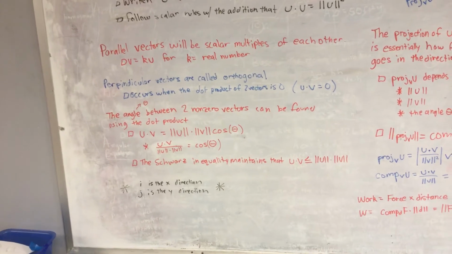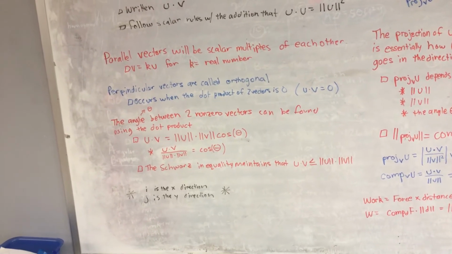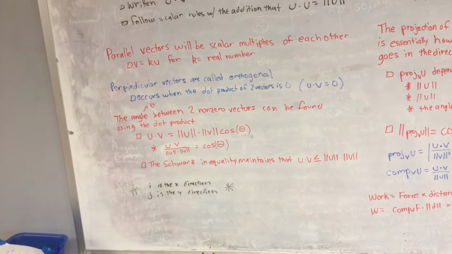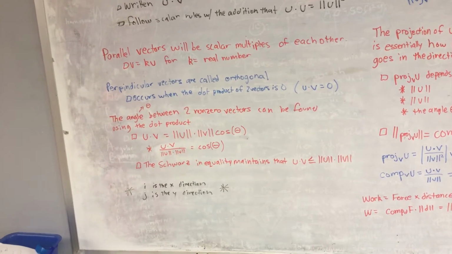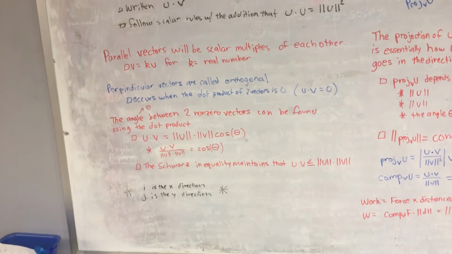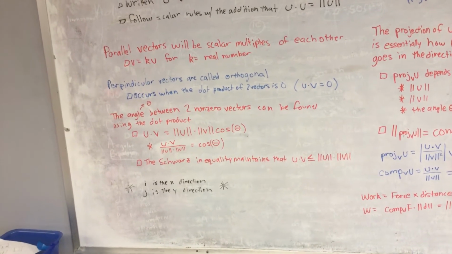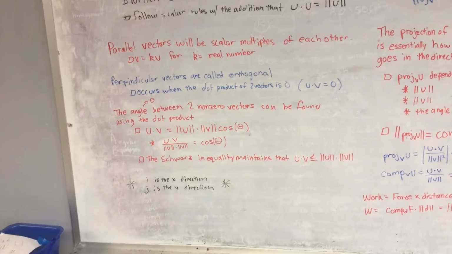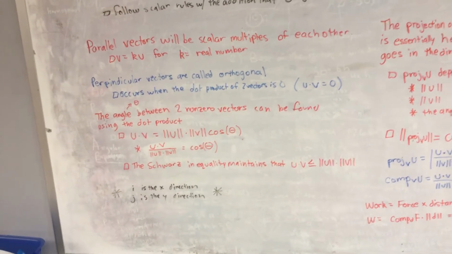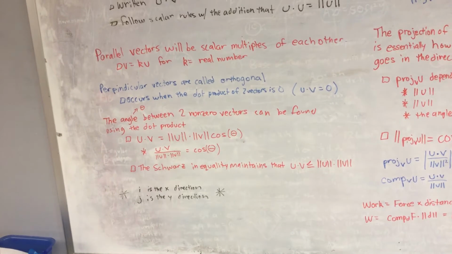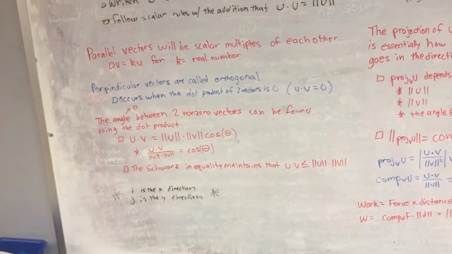The angle theta between two non-zero vectors can be found by using the dot product. So the magnitude of u times the magnitude of v times the cosine of theta is equal to the dot product. We can rewrite this as the cosine of theta is equal to the dot product of u and v over the magnitude of u times the magnitude of v.